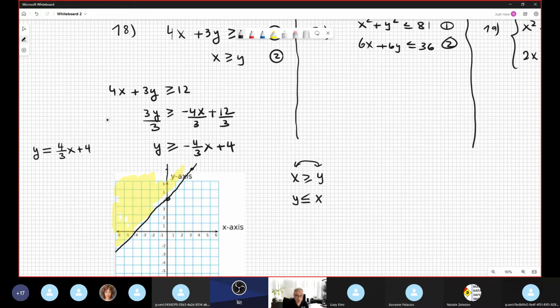Okay, the line is y equals x. The y equals x is a line like that. It's also solid, no?